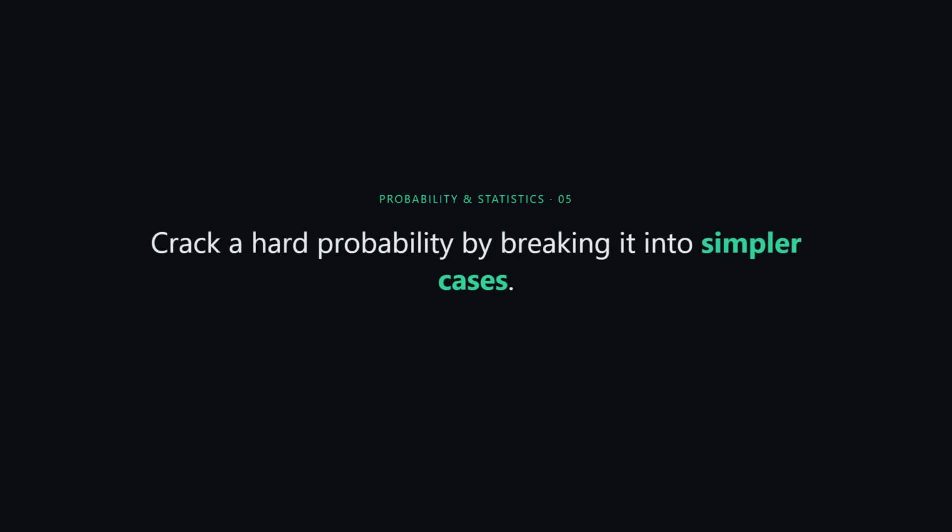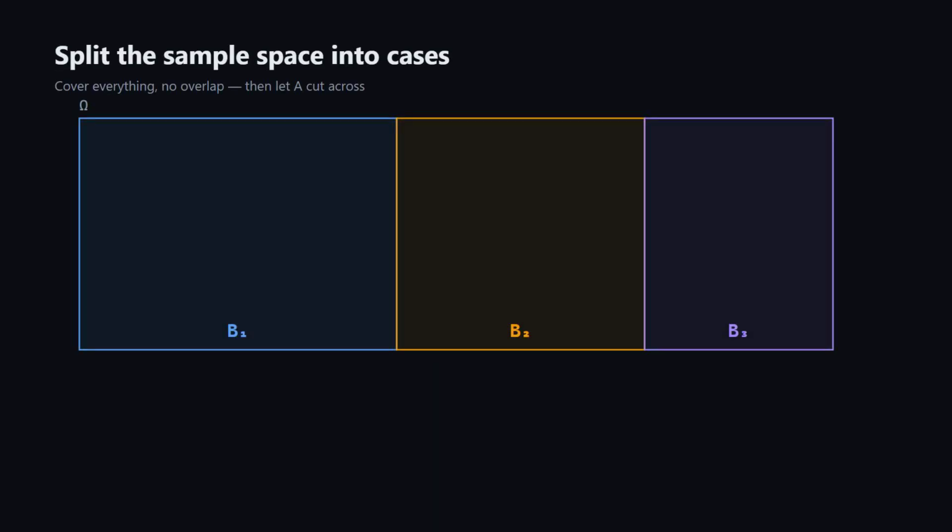Sometimes, the cleanest way to crack a hard probability is to break it into simpler cases first. That's the whole idea behind the law of total probability. Start by splitting the entire sample space into a handful of cases. Call them B1, B2, and B3. They have to cover every possibility, with no overlap between them.